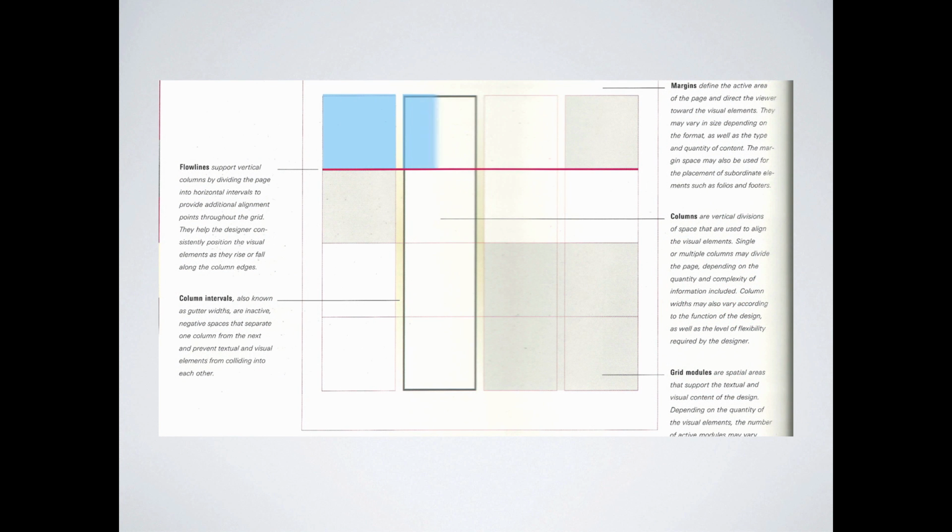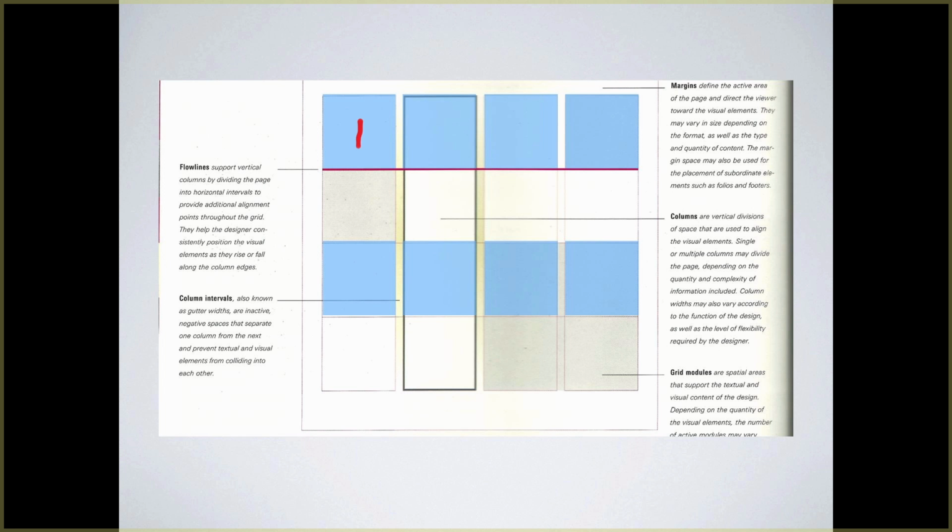So essentially, the grid modules are the divisions of the columns by the flow lines. So we get these little boxes. If I filled them all in, you wouldn't be able to see them because they'd all turn blue. But essentially, these pieces, let me draw on top of it. So this would be 1, 2, 3, 4. This would be, you get the idea. Each one of these little squares is one of these grid modules that I'm talking about.